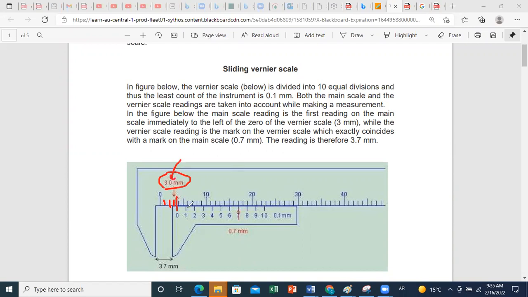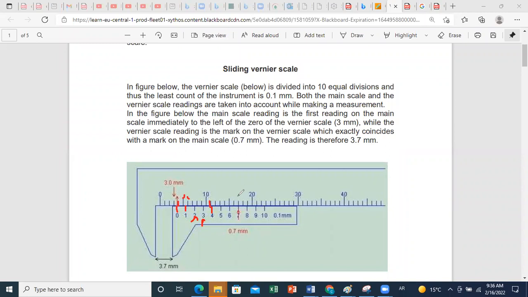To determine it's 3 point what, I will go to my vernier scale now and look at the perfect match line between the vernier scale and the main scale. What do I mean by this? If you look at this line 0, it's deviating from this one, so no match. Also for 1, it's not matching any of these two lines. So you continue, 2 is not matching, 3 is not. You can see that here the lines are coming close to each other, but still no perfect match. The perfect match is here.